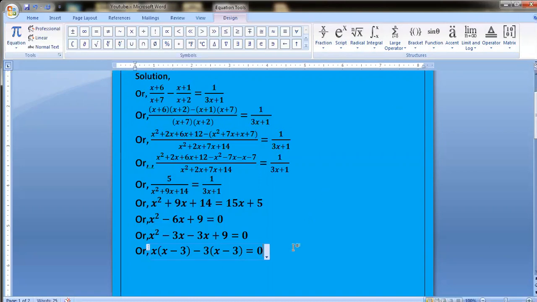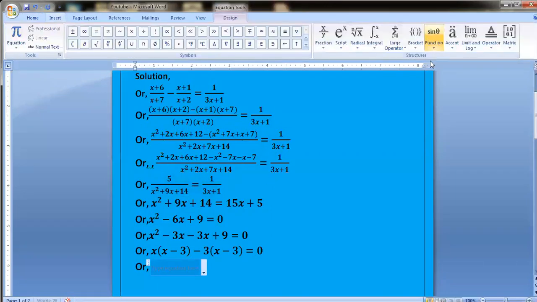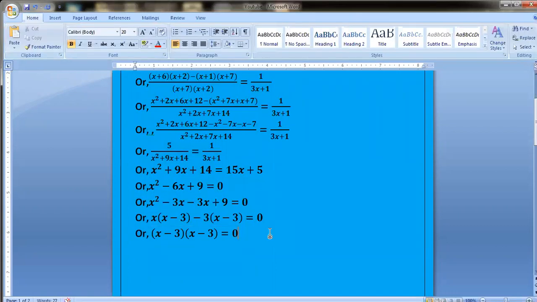Again, from this you can take x minus 3 common. x minus 3 common, and another x minus 3 is also there. x minus 3 times x minus 3 equals 0. So now using the zero factor property, if the product of x minus 3 and x minus 3 equals 0, then either x minus 3 or the other x minus 3 should be 0.